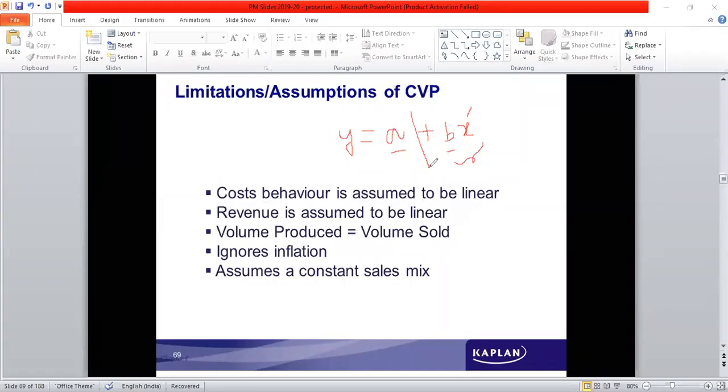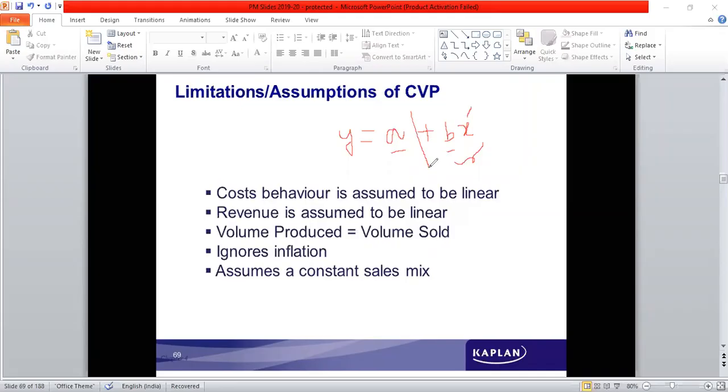As the number of units keep changing, variable cost also changes, and it changes proportionately because B is a constant. So let's say B is 2: at 0 number of units, 2 into 0. At 1 unit, 2 into 1. At 100 units, 2 into 100. At 1000 units, 2 into 1000.